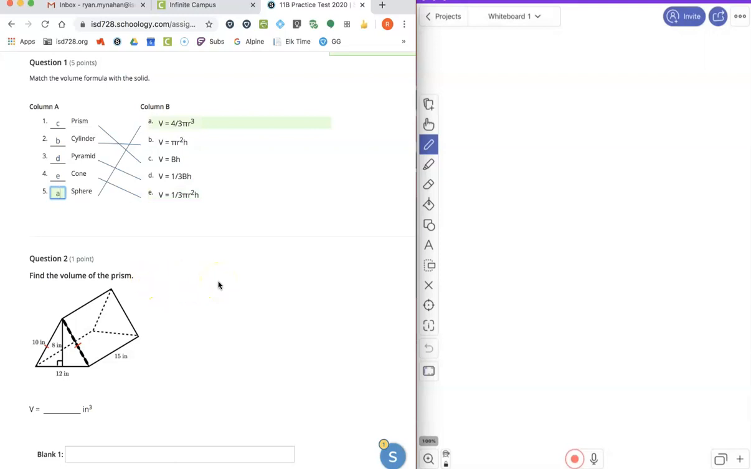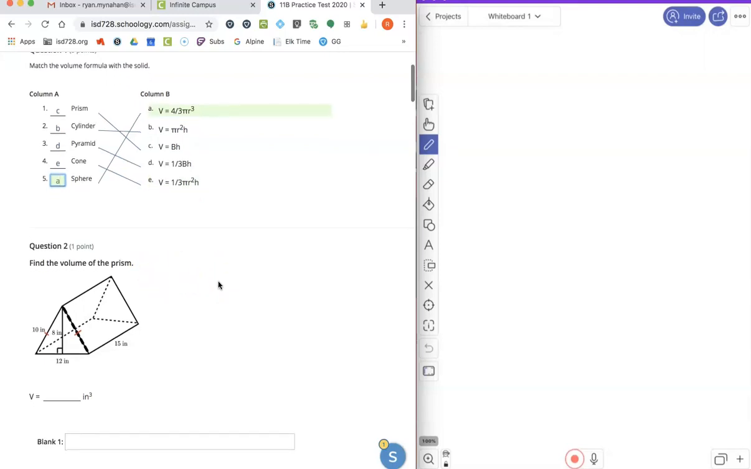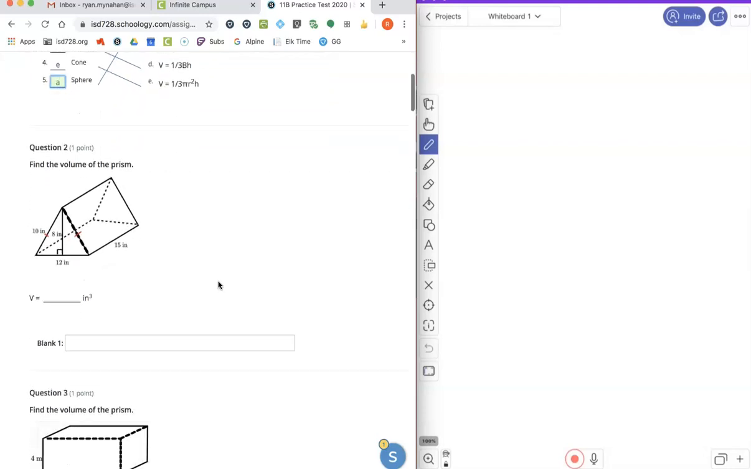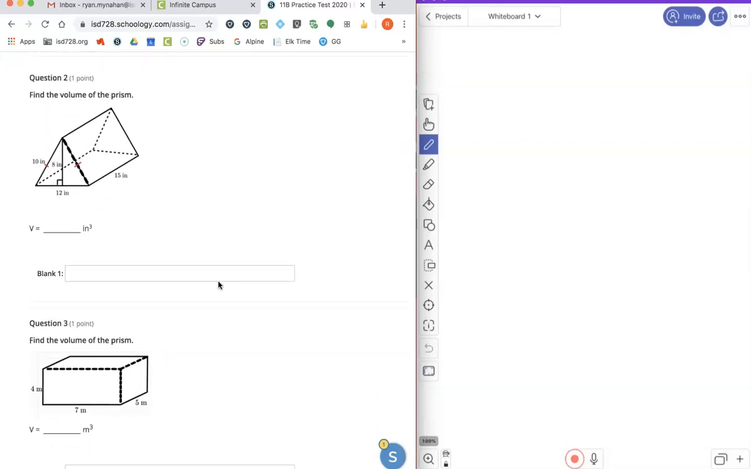Make sure you know all those formulas tomorrow. If you know the formulas, it should be pretty quick to plug everything in. All right, so let's try using them.